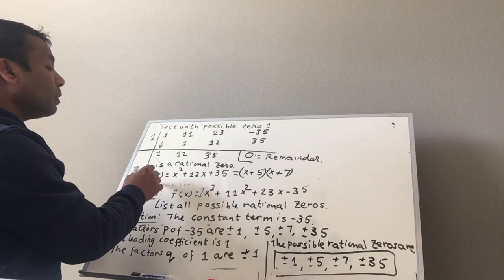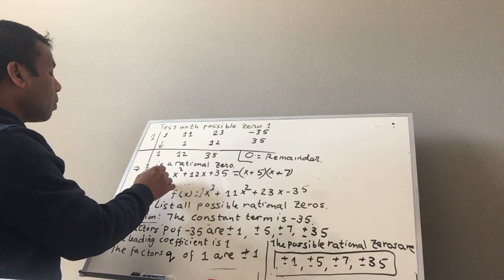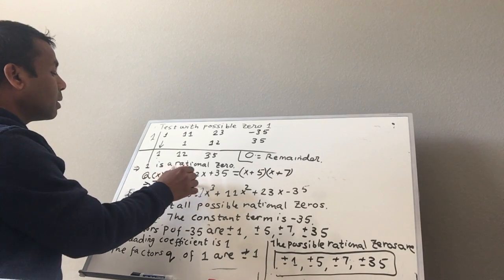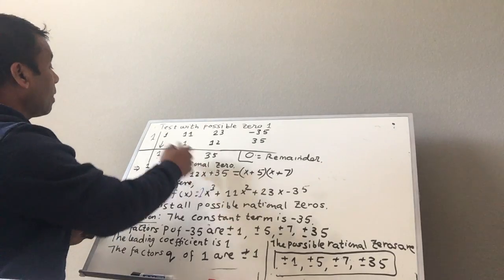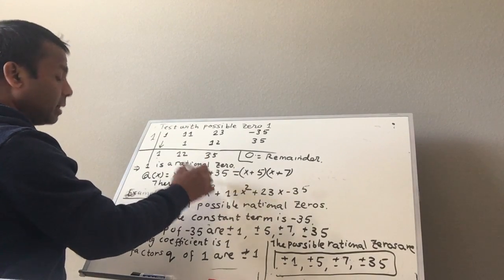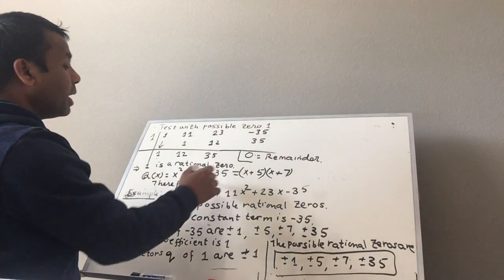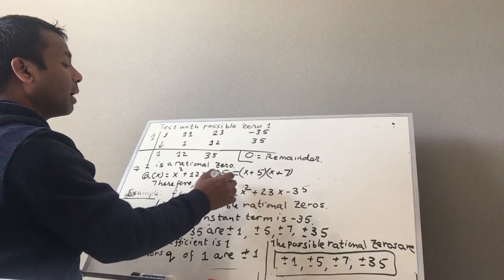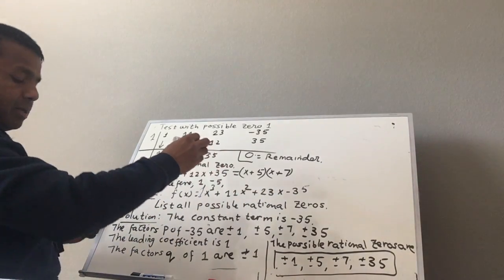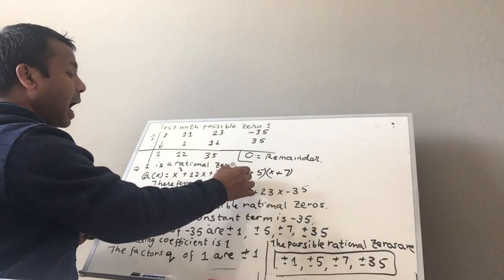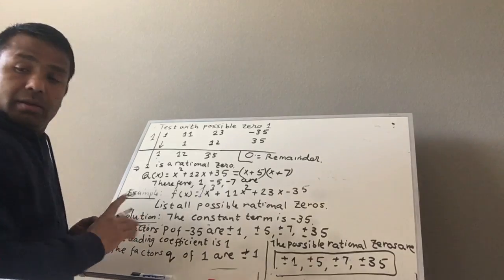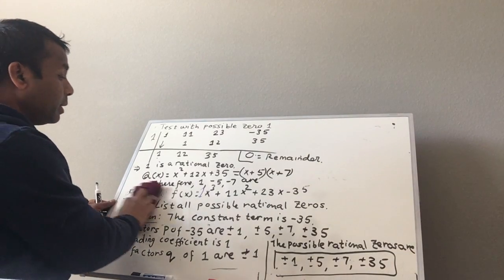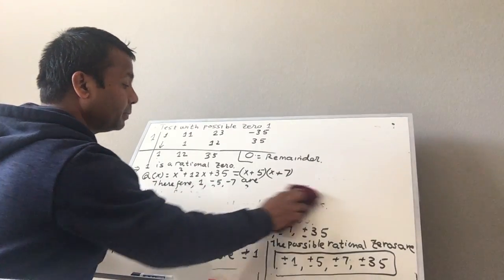Therefore, positive 1, negative 5, and negative 7 are the rational zeros of the function.